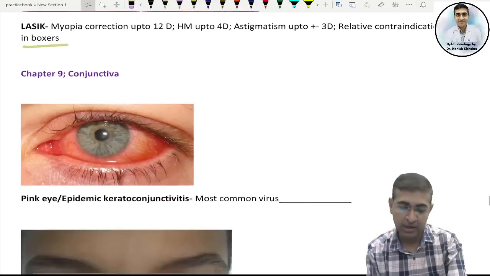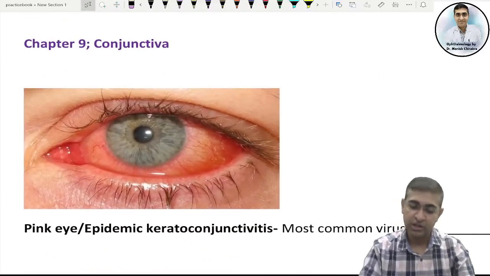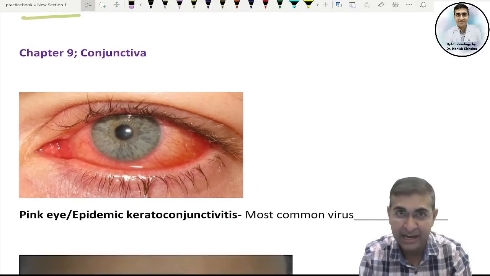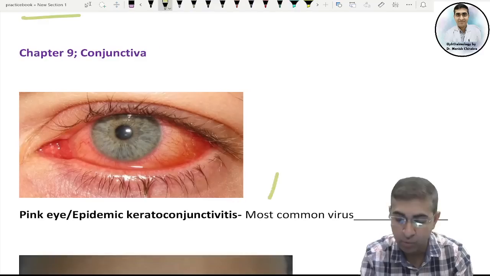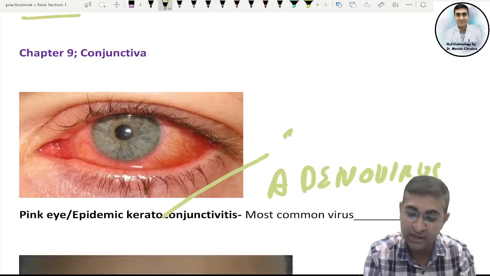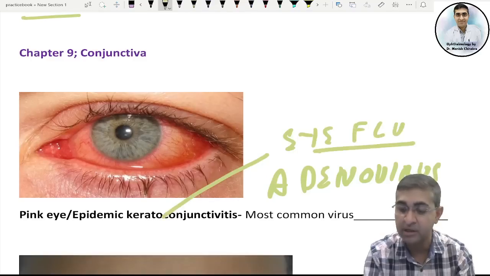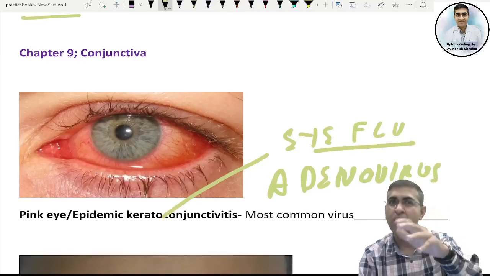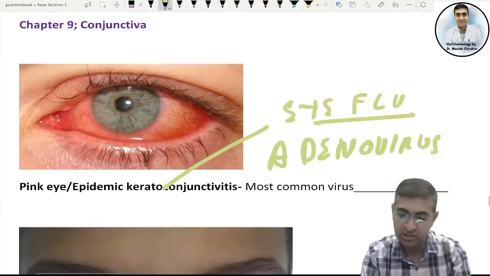Yes. Okay, now coming over to the conjunctiva. So this is pink eye, epidemic keratoconjunctivitis, your previous year question. The most common organism is adenovirus. This is also known as eye flu. It is very common during the change of season from winters to summer. So this is eye flu.